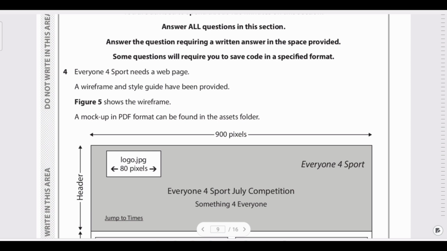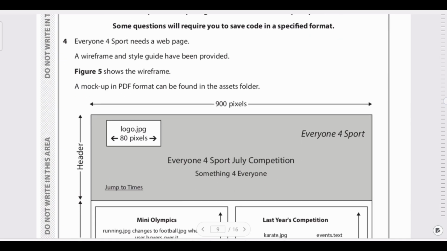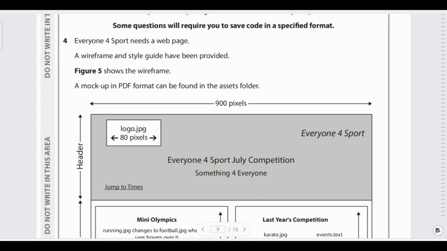So now it's time for the big one, task 4. Everyone for sport needs a web page. A wireframe and style guide have been provided. Figure 5 shows a wireframe. A markup in PDF format can be found in the assets folder. So this is worth 20 marks. So every detail matters: HTML5 structure, external CSS, correct fonts, alignments, image width, color codes, and even hover effect.